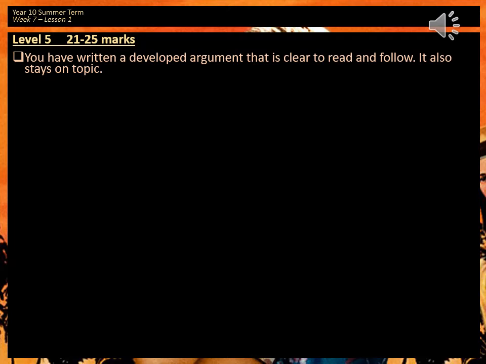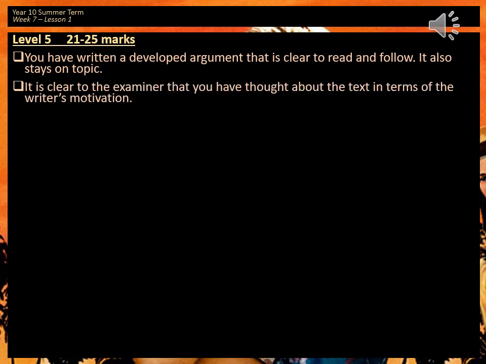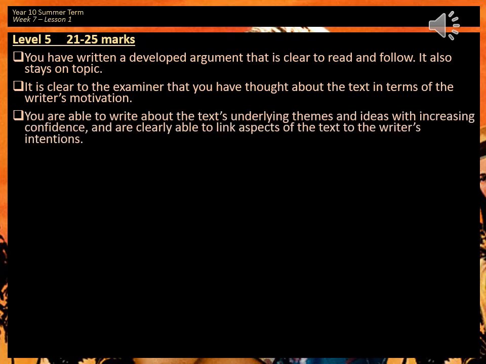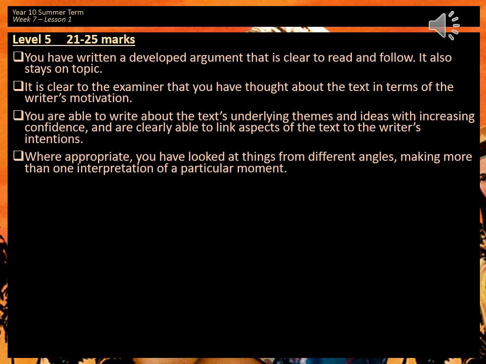If you're aiming for level 5, 21 to 25 marks, you need to be doing the following things. You have written a developed argument that is clear to read and follow. It also stays on topic. It is clear to the examiner that you have thought about the text in terms of the writer's motivation. You are able to write about the text's underlying themes and ideas with increasing confidence, and are clearly able to link aspects of the text to the writer's intentions. Where appropriate, you have looked at things from different angles, making more than one interpretation of a particular moment.